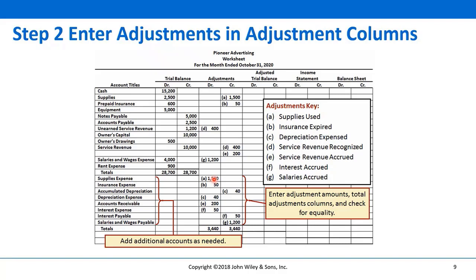And whenever the supplies expense account is debited by 1500, the supplies account will be credited. Do we have the supplies account here? Of course we have. So this account needs to be credited in the adjustment entry column, the credit side of the adjustment column. So supplies expense debit by 1500 and supplies credit by 1500. So the first adjusting entry input is done.